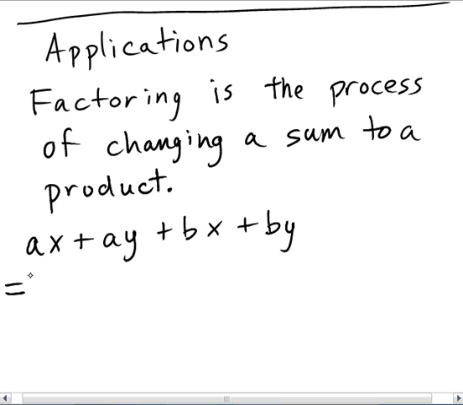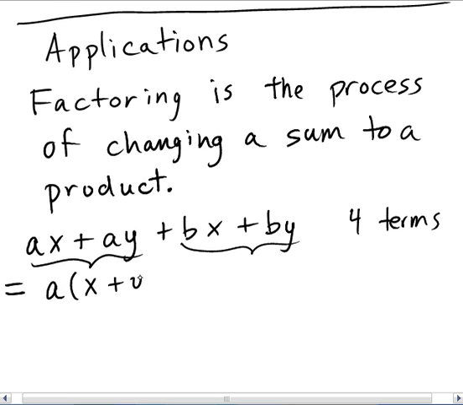And each step is going to reduce the number of terms. At first we have 4 terms. Now what I'm going to do is factor it by grouping. I'm going to group the first 2 terms together here. That's going to be one group. And the last 2 terms will be another group. And out of the first 2 terms I will factor an a. That leaves me with x plus y. And out of the second 2 terms I'm going to factor a b, which also leaves me with an x plus y.